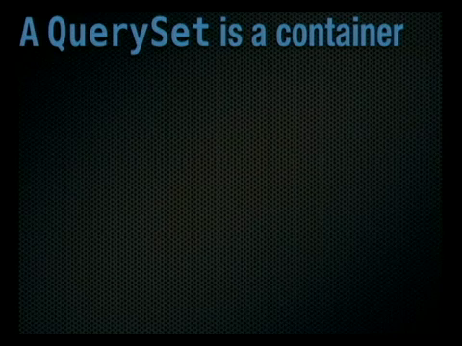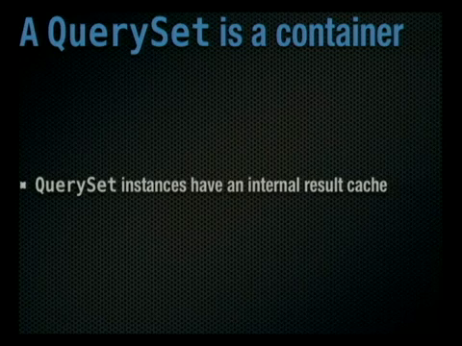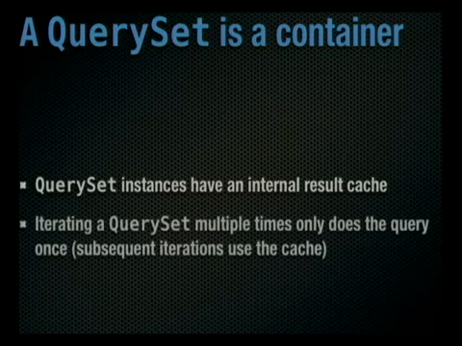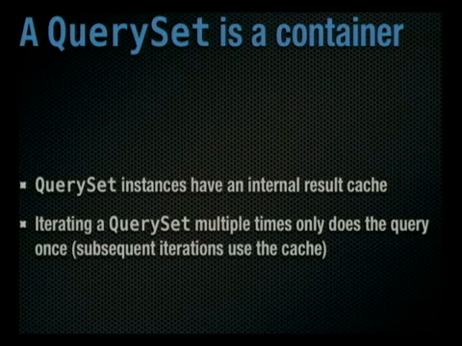A query set, as we mentioned, is a container. It has results in it after it has done its query. Basically, it has an internal result cache, which I believe is simply called result cache. You can go look at the code on this. It is prefixed with an underscore, which means technically it's a private attribute, and technically you can't rely on it as stable API, but it's been this way at least since like Django 1.1. Iterating over a query set multiple times will only do the query the first time. Every time you iterate over it afterwards, it will just pull the results out of its cache.